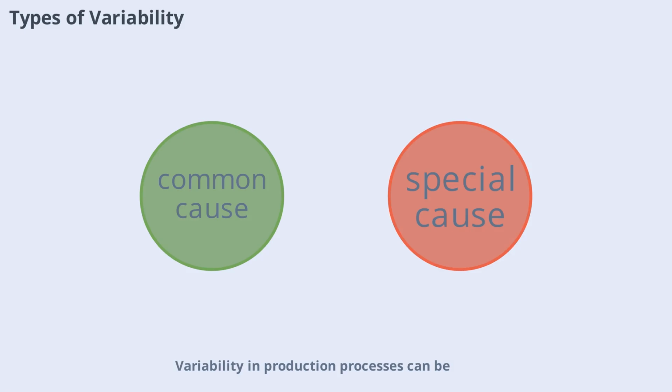Variability in production processes can be categorized as common cause or special cause. Common cause variability arises from typical fluctuations in materials, processes, or measurement systems. Special cause variability, on the other hand, results from unexpected events or circumstances. Distinguishing between these types is crucial for effective process control and targeted improvements. Statistical tools are designed to help identify and address both sources of variation.